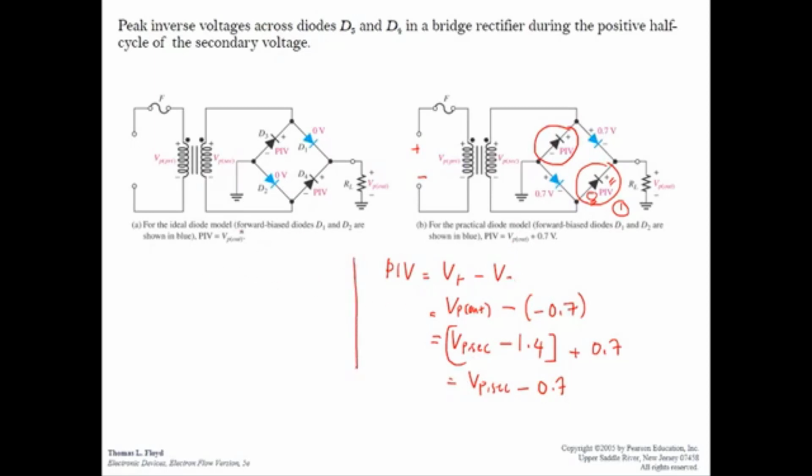For the PIV in the case of the ideal diode model, consider D4 here. The PIV is equal to V at the positive minus V at the negative part. V plus here is equal to V out, and without a diode voltage drop, it becomes V peak secondary. Here there is no voltage drop, so it's equal to 0, grounded. So it is equal to V peak secondary. But anyway, for PIV, let's focus only on the practical diode model.